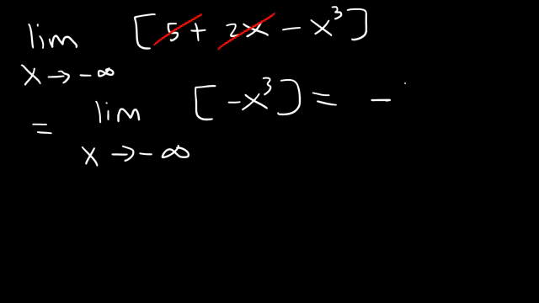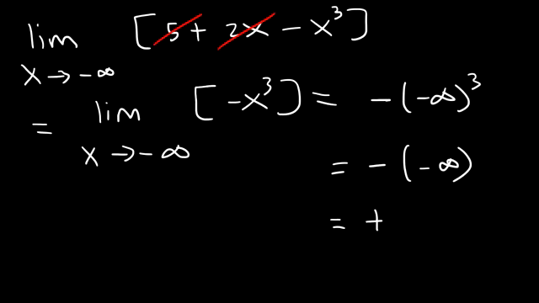So we have negative and then negative infinity to the third power. Negative infinity to the third power is just negative infinity. And then negative times negative infinity will give you a final answer of positive infinity. And so that's going to be the answer for that problem.